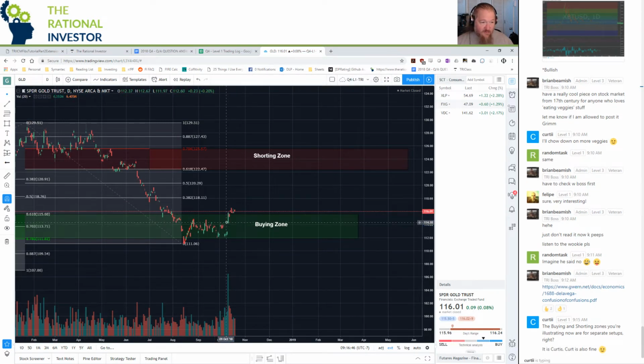Something like that would have been your buying setup. Your shorting setup would be up in here, and you might end up with an ABCD pattern that takes you down to that level, right?